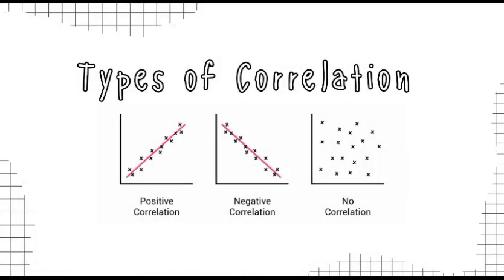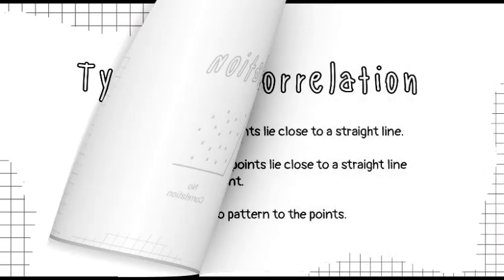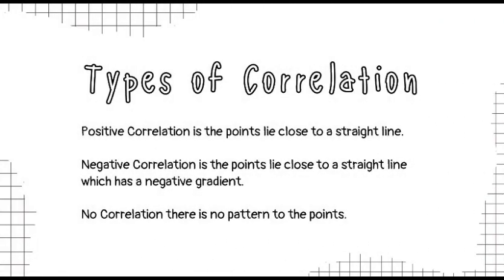Next, what are the three types of correlation? The three types of correlation are positive correlation, negative correlation, and no correlation. In positive correlation, the points lie close to a straight line, while in negative correlation, the points lie close to a straight line which has a negative gradient. And lastly is no correlation. It means there is no pattern to the points.